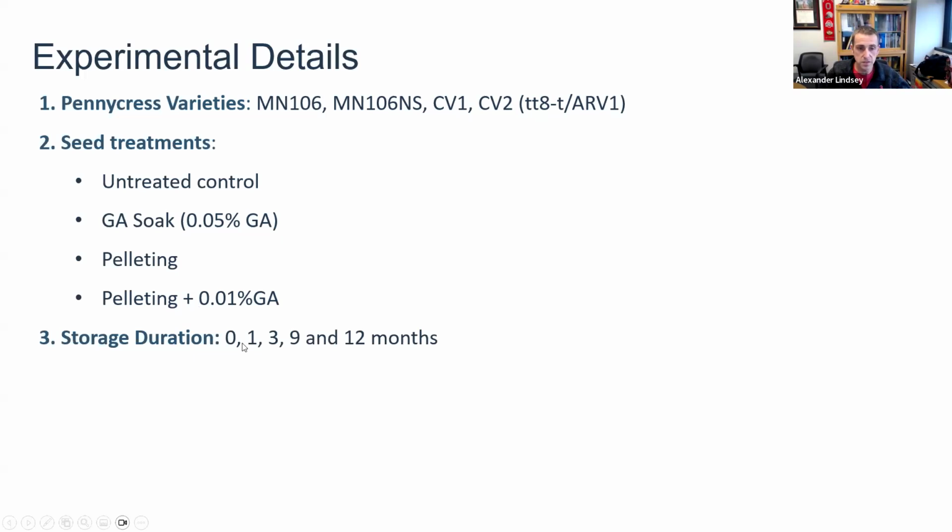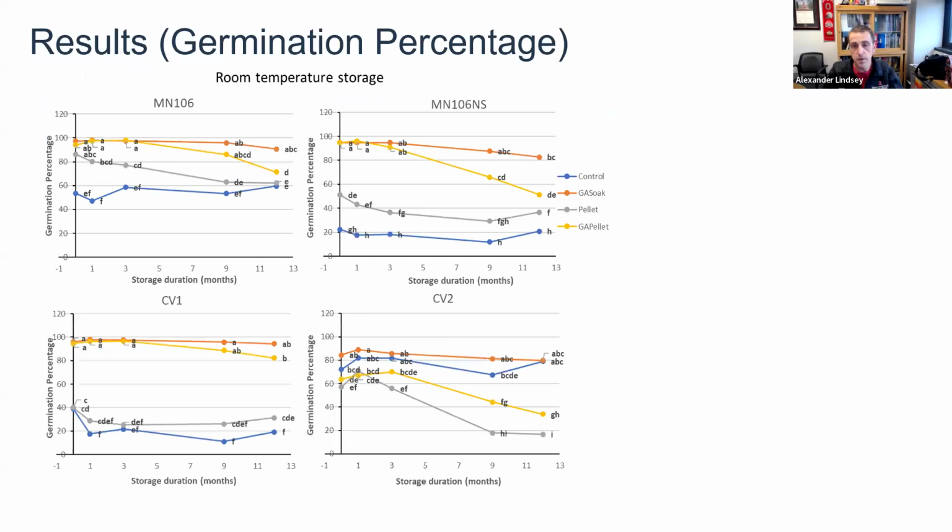And we ended up storing these seeds for 0, 1, 3, 9, or 12 months to look at that long-range survivability. We stored them under cold conditions and room temperature conditions, but the results are fairly similar regardless of the temperature. So I'm only going to present results from one of our temperatures.